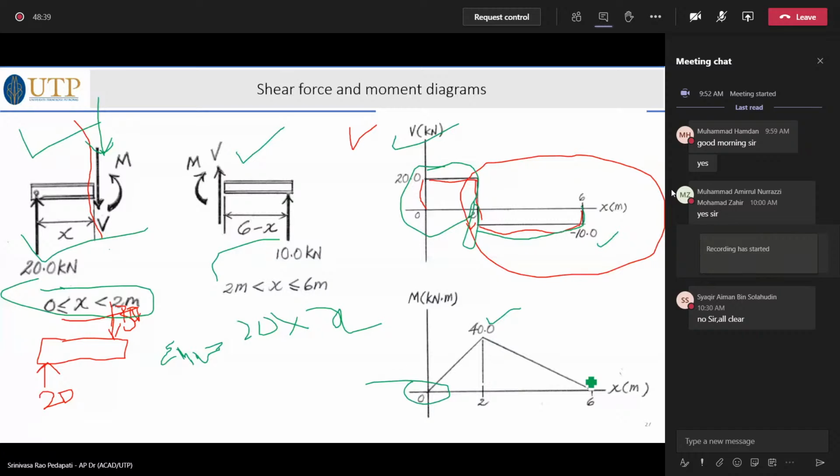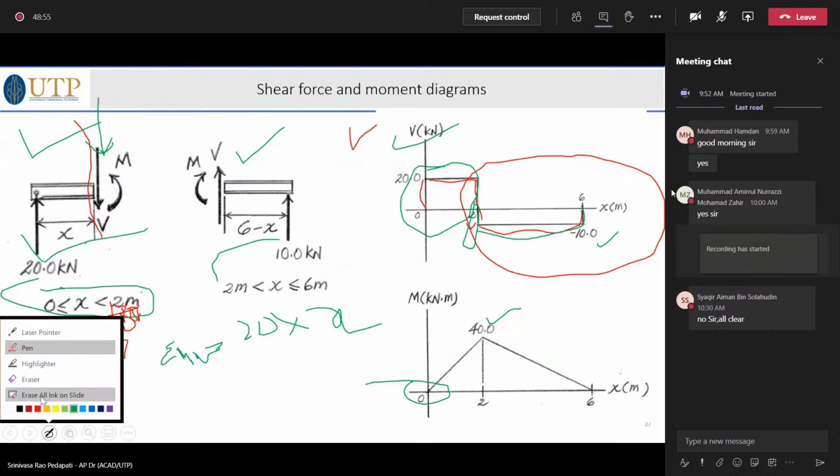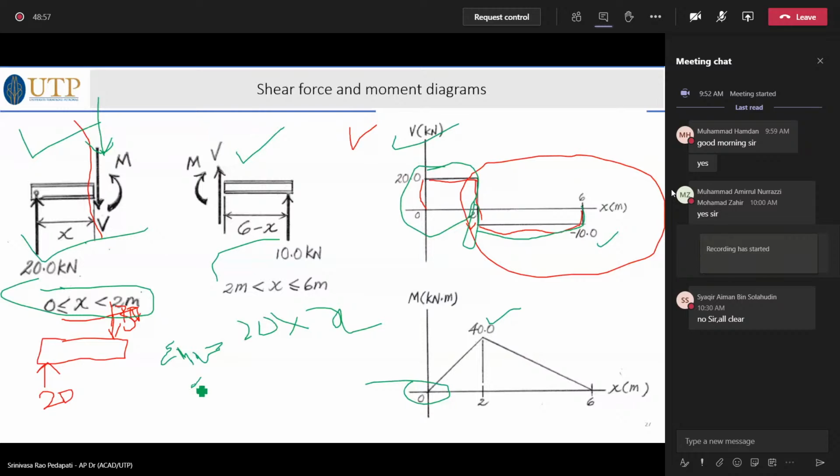Now it is decreasing. Why is it decreasing? You can check with the same equation. After x, when x is greater than 2, you can write the moment equation, maintaining the same free body. This Mx will become 20 times x minus P times, P is 30, times x minus 2.